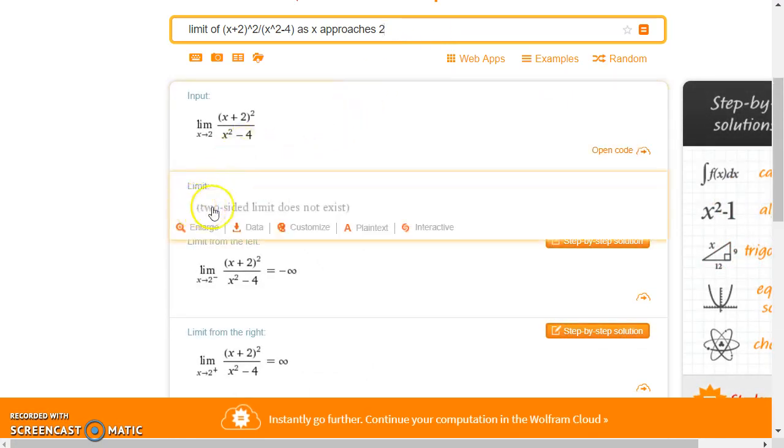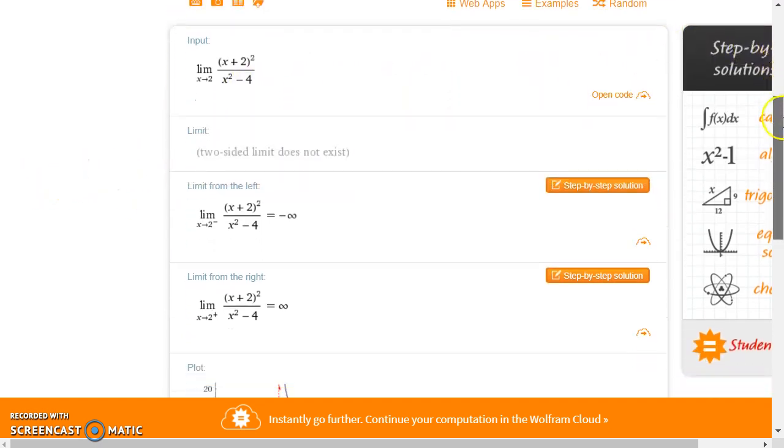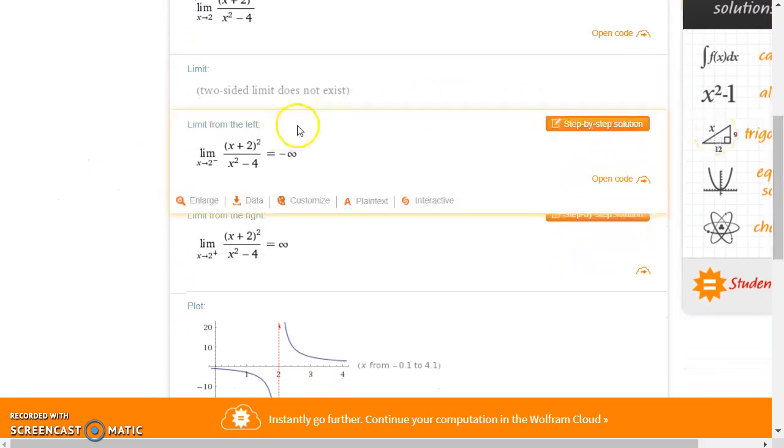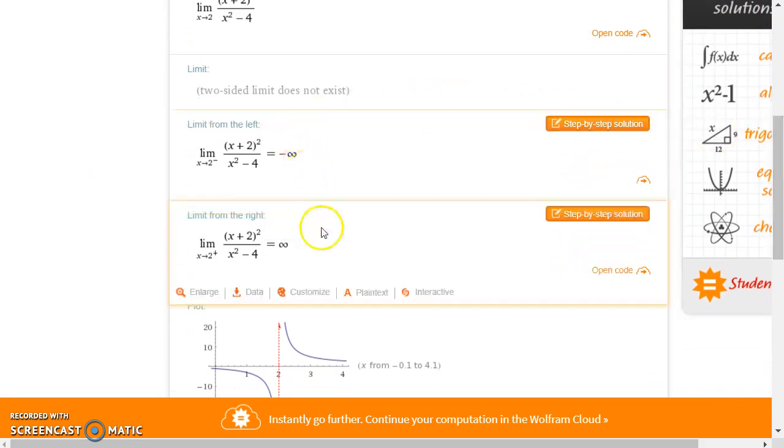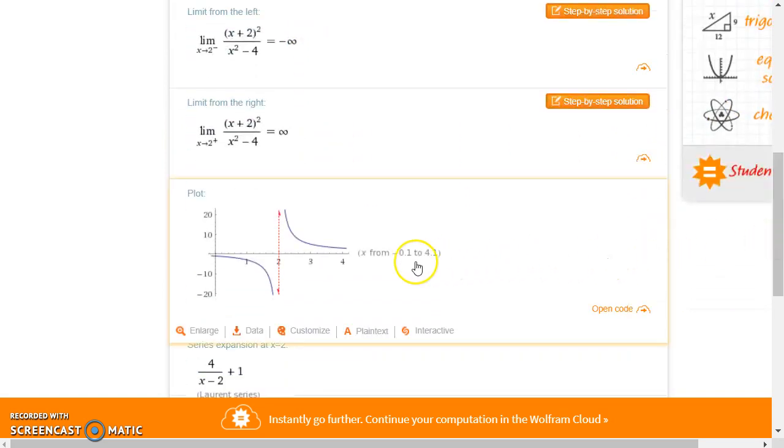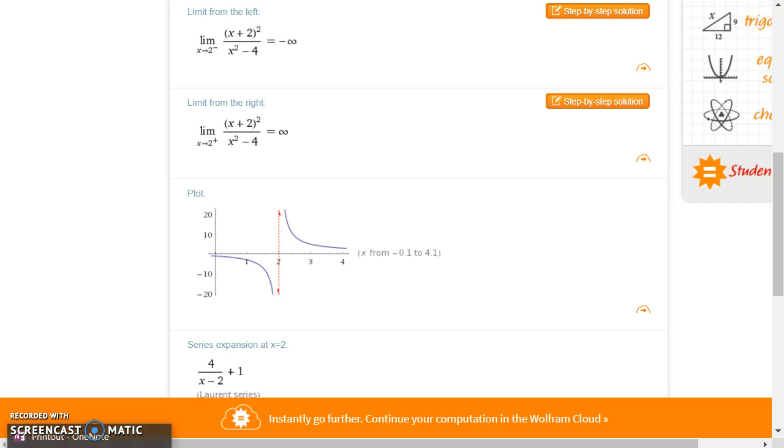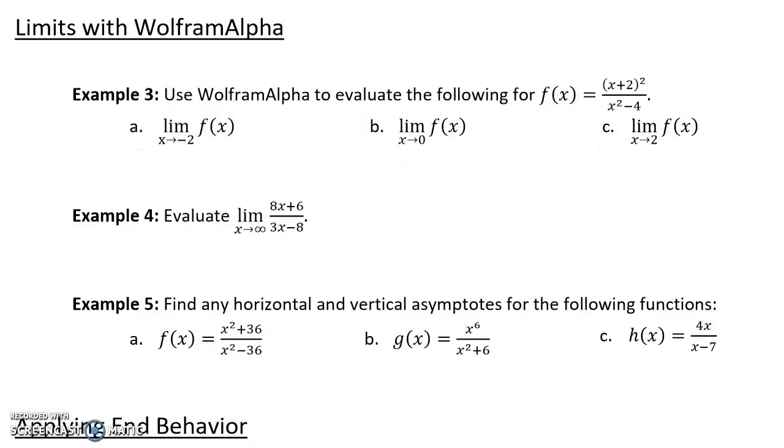And we get a statement here that says the two-sided limit does not exist. Then what WolframAlpha will output for us is the limit from the left, which is -∞, the limit from the right, which is +∞, as well as a graphical interpretation of what's going on. So we see that what we have is a vertical asymptote occurring at x equals 2, and the function is headed in different directions on either side of that asymptote. So since we consider the right and left-hand limit, and those are different, that's going to tell us that in this case, the limit does not exist.